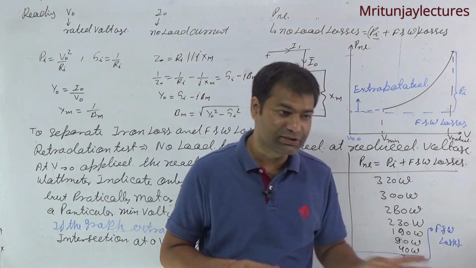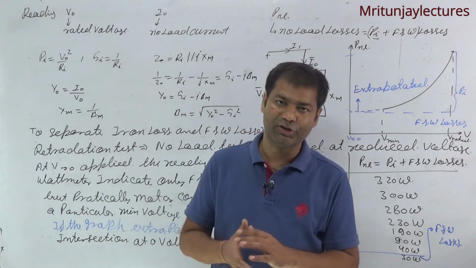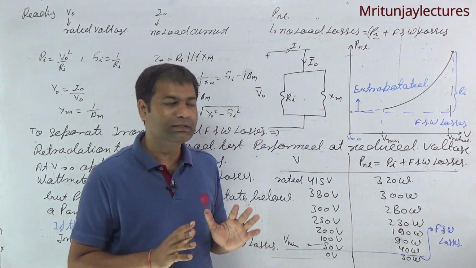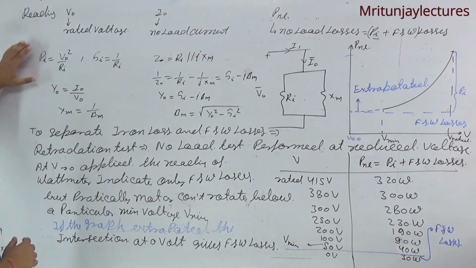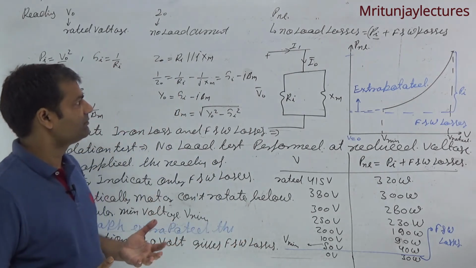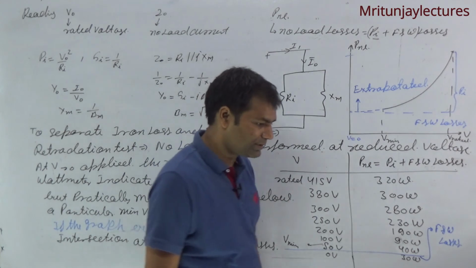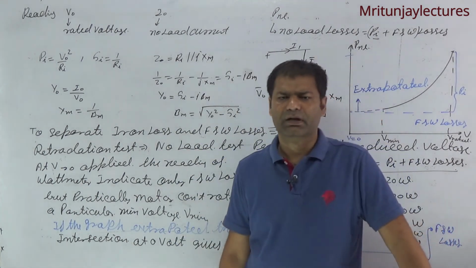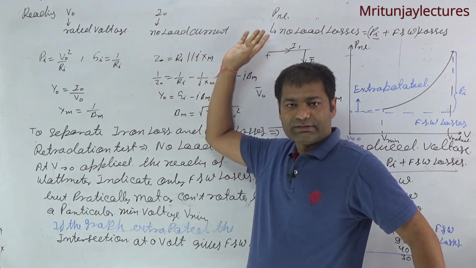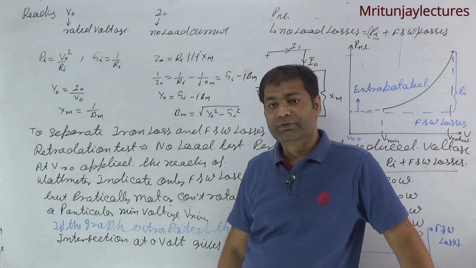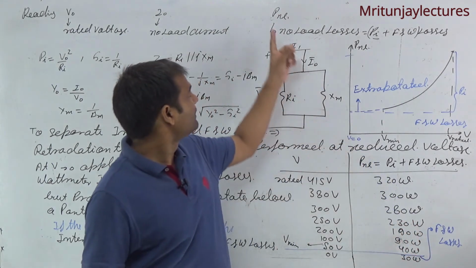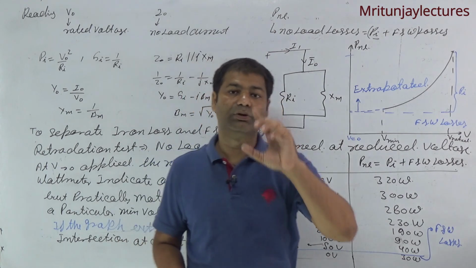With the help of the retardation test, we separate friction and windage loss from no load loss. Clear? We get Pi. After we get Pi, then determine the circuit parameters like this. Clear? Sometimes in questions, theoretically on UPSC or IES or most questions, the rated voltage, no load current, and this loss are given like this. But if friction or windage loss is not given in the question, then this no load loss is equal to Pi.